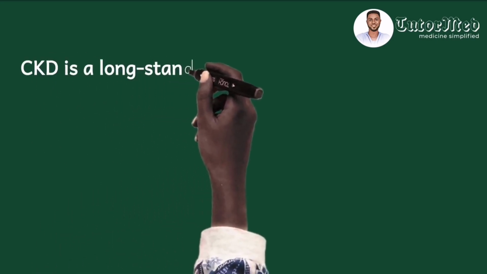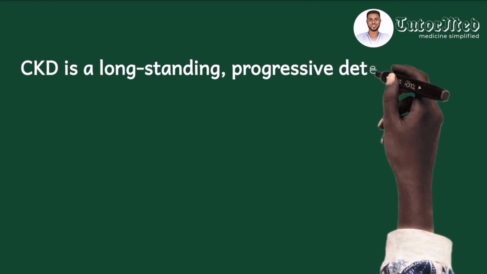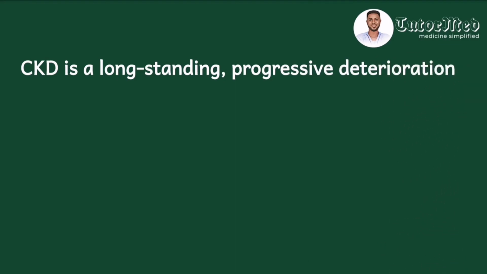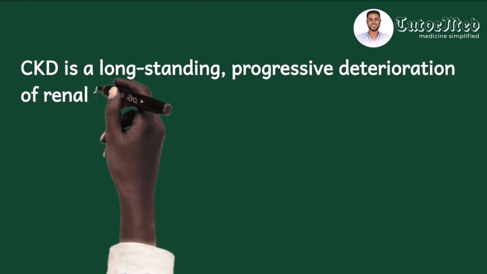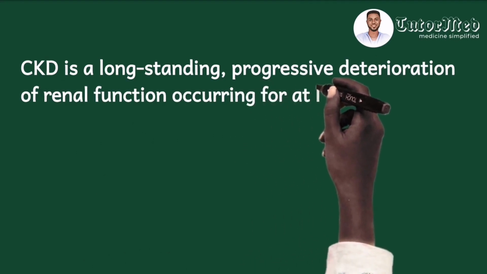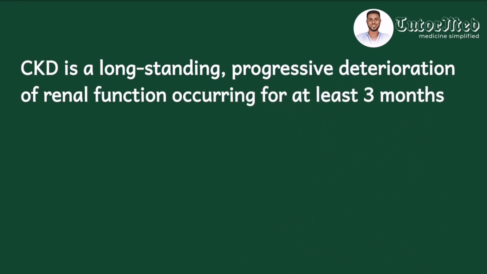Now let's use this slide to say something little about chronic kidney disease. Chronic kidney disease is a long-standing progressive decline of kidney function or deterioration of kidney function occurring for at least 3 months. What this means is that if the kidney starts declining in function and this decline occurs over at least 3 months, then you can say the patient has chronic kidney disease.